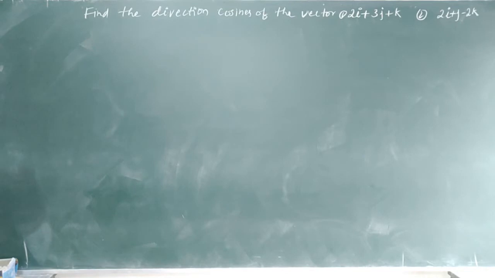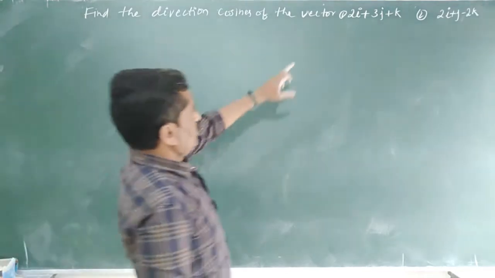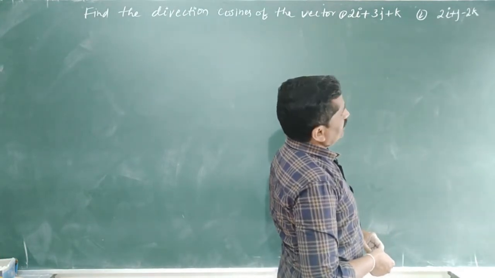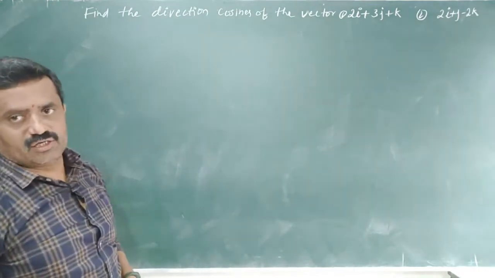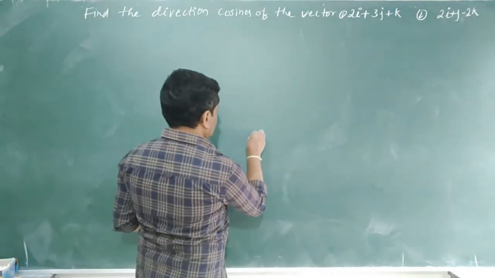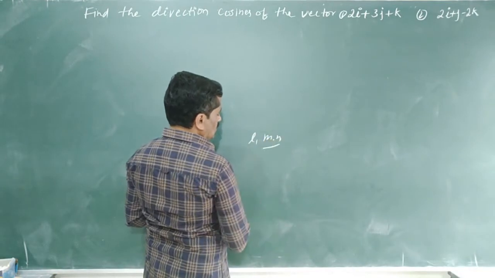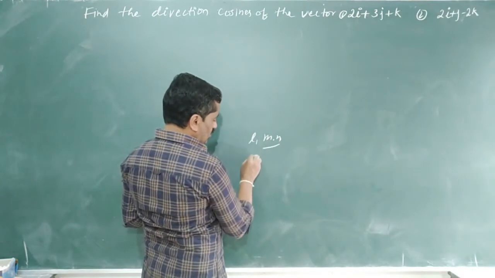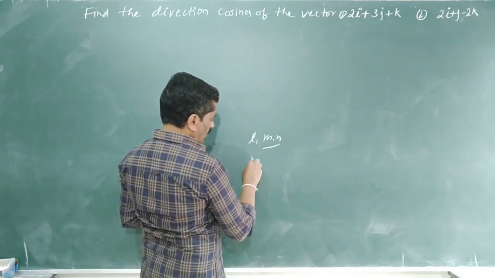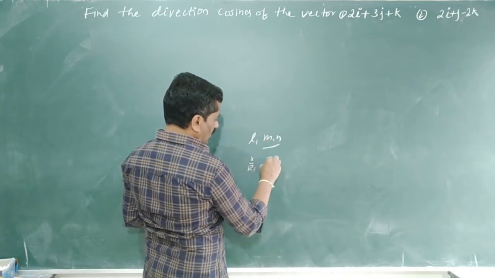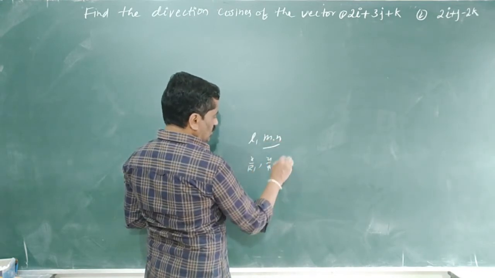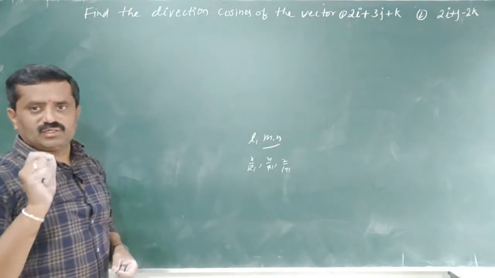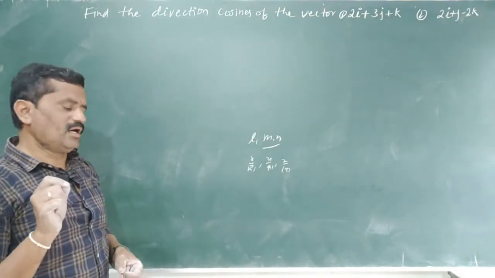Next, find the direction cosines of the vector. Number 1, 2i plus 3j plus k. Number 2, 2i plus j minus 2k. So we have to find the direction cosines. I already told you that L, M, N are called direction cosines of a vector. We have the formula L is equal to x divided by magnitude of a bar, M is equal to y divided by magnitude of a bar, n is equal to z divided by magnitude of a bar, right? You should remember this. Okay, so L, M, N are direction cosines.